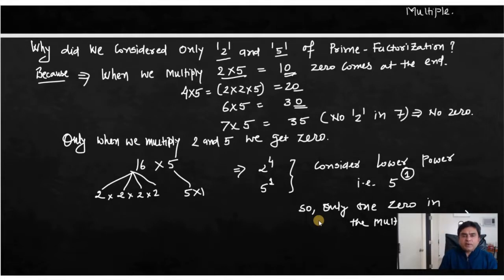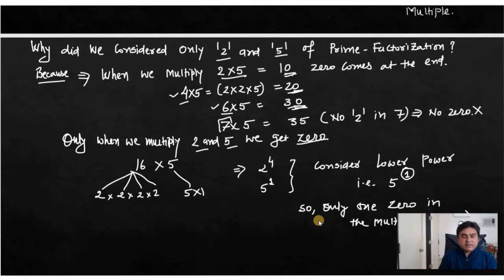For example, 4 with 5 is 20. 4 means 2 into 2. 6 means 2 into 3, and with 5, that is 30. So there is a 2 in 4, there is a 2 in 6, but let's say 7 into 5. In 7 into 5, there is no 2 in 7. Therefore, this value we are not going to consider. So only when we multiply 2 and 5, we get 0.